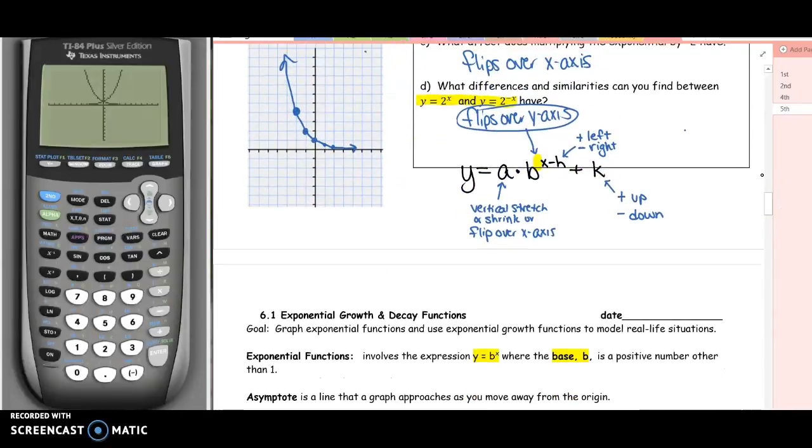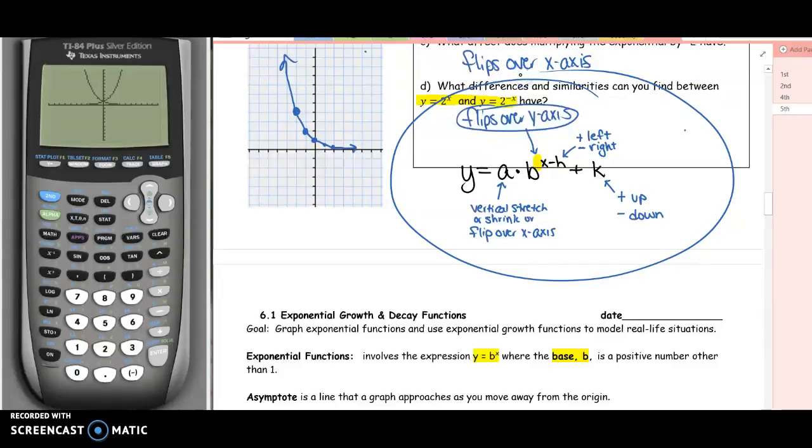And I'll keep that up. This is what you really need to know from today. Your assignment today, you should not need to use a graphing calculator. You should be able to look at the equation and figure out what's going on based on each of these letters. So make sure you have that on your notes.